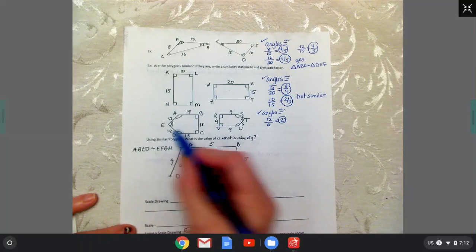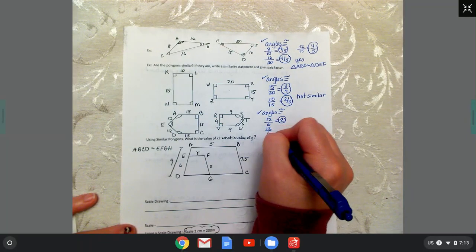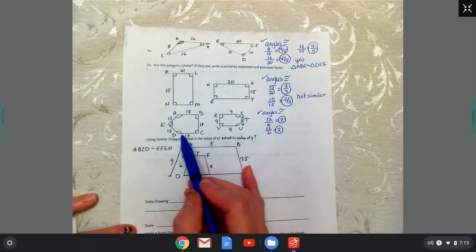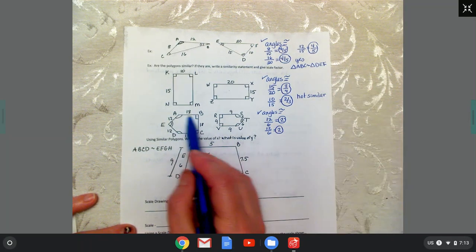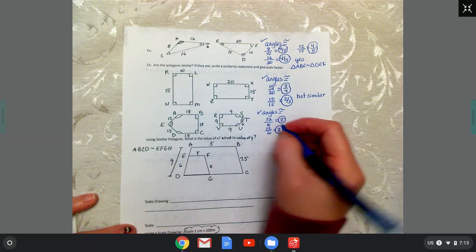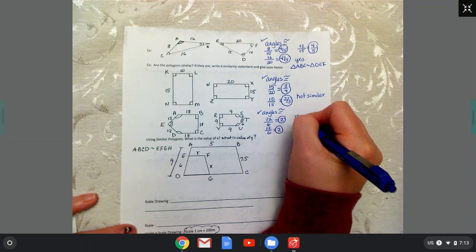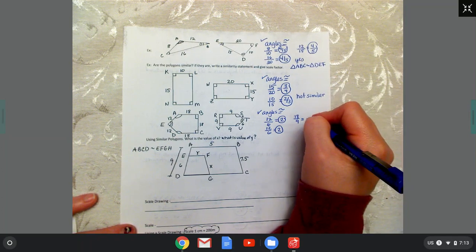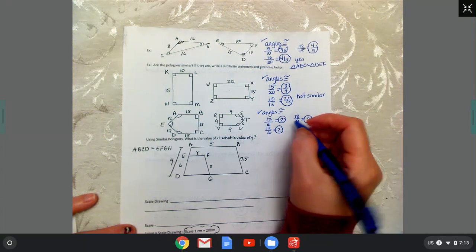Okay, and we also have 12 and 6 again. On the bottom we have 18 and 9, 18 and 9, and 18 and 9. So I feel 18 and 9 is our next one we need to compare, which is 2. So we could say yes.